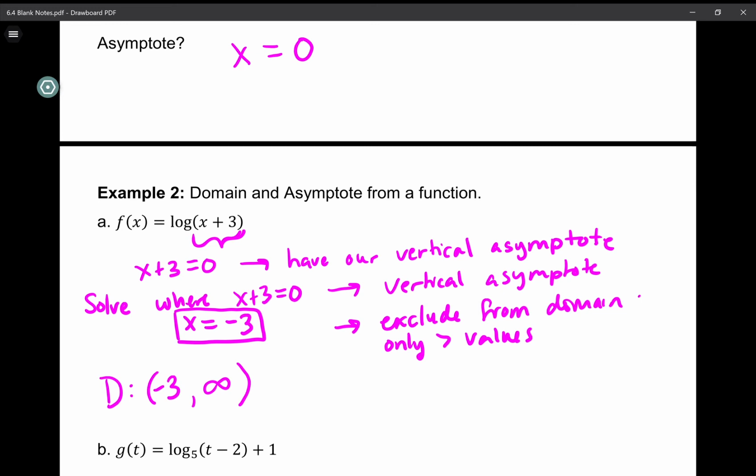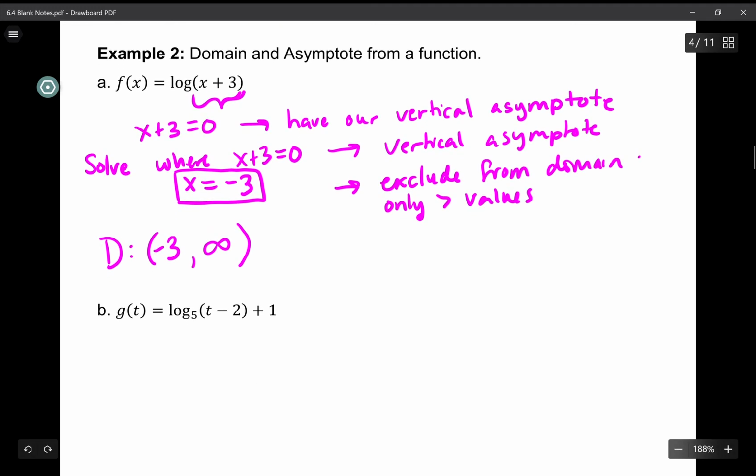All right, well, I want you guys to try the next one. I would like you to find the domain and the vertical asymptote of this next function. So pause the video, look at it carefully, and see if you can figure out where the vertical asymptote exists and what the domain of the function is.